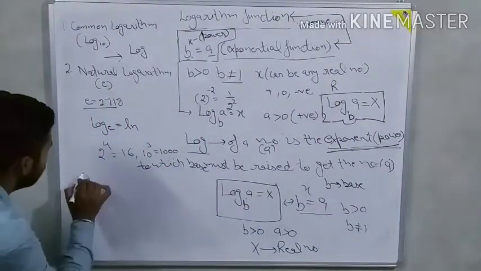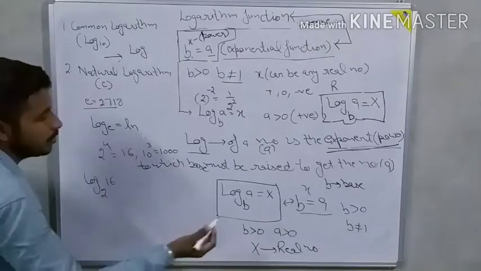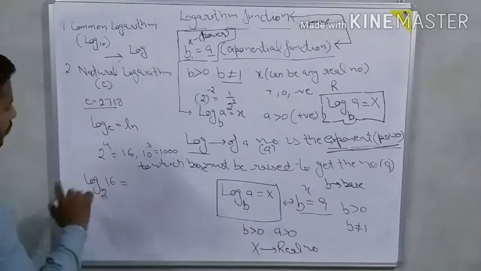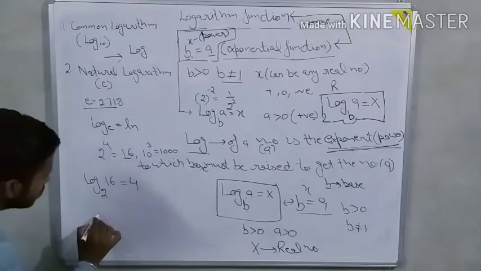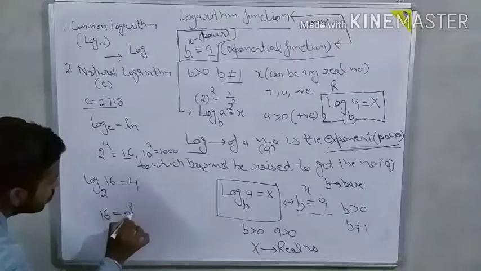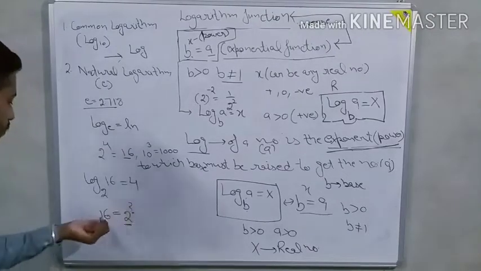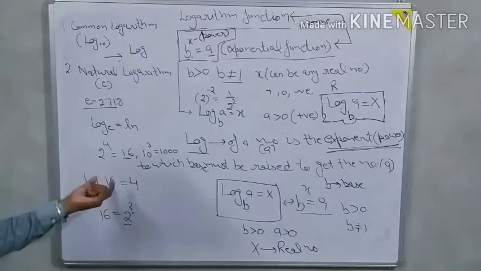Now if we try to find the logarithm of 16 with base 2, this is the base of the logarithmic function, the answer will be 4. How? The logarithm of a number, that is 16, is the exponent to which the base must be raised. Now to which exponent must 2 be raised to get 16? This is the logarithm of 16.